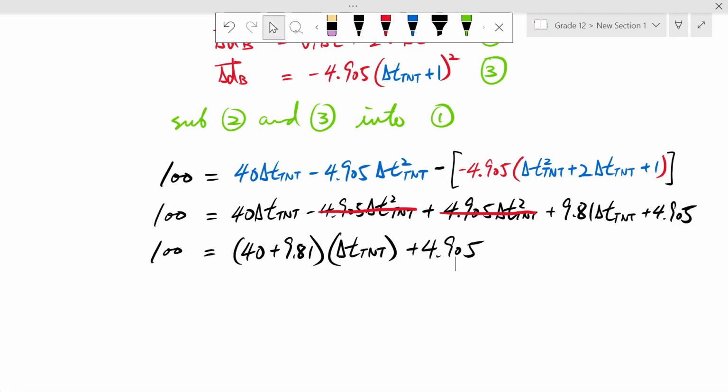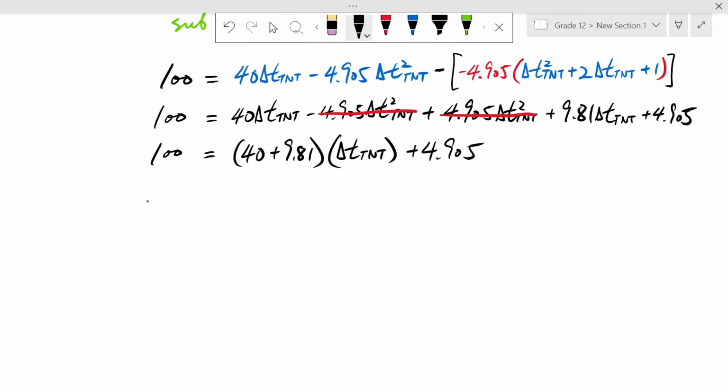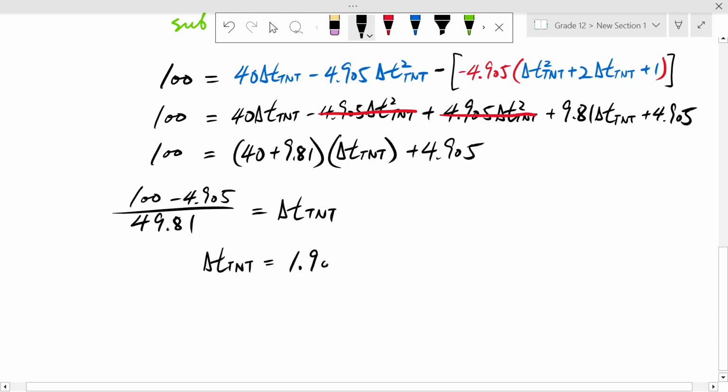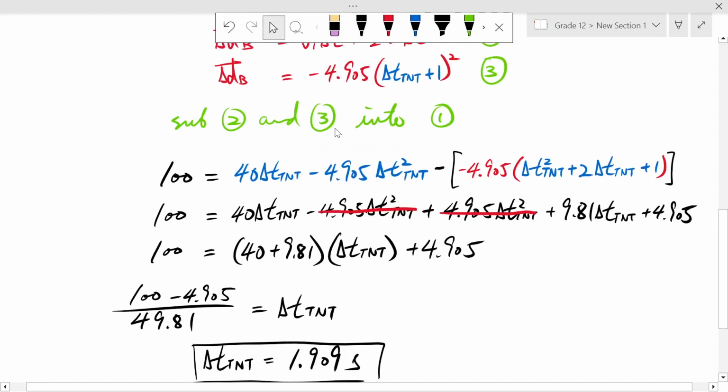Let me pick up my notes. I'm going to solve everything in 2 steps. This will be 100. You move this over here by subtraction, 4.905, divided by whatever you have over here, and just leave the time alone on this side. So it's going to be 49.81. Equals delta t of TNT. Simple, eh? Now plug it into your calculator. I got this number according to my notes, seconds. That is the time when they meet each other.